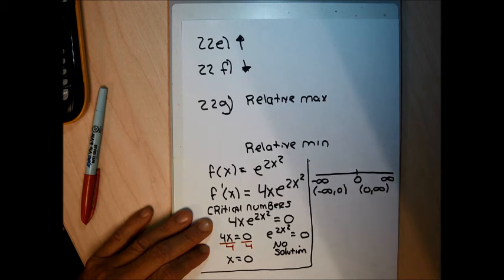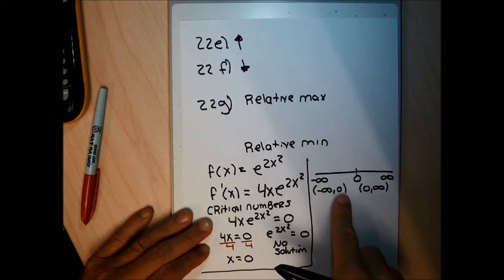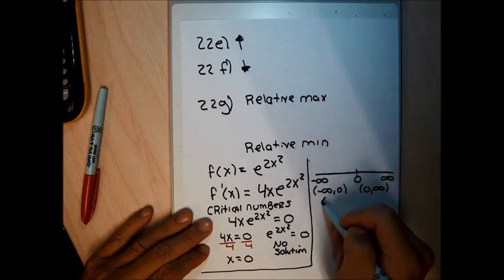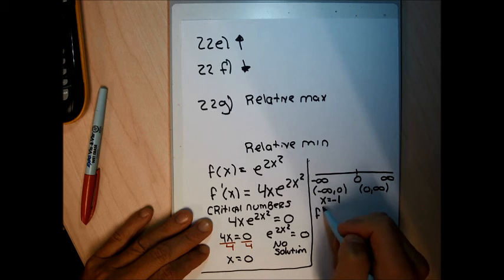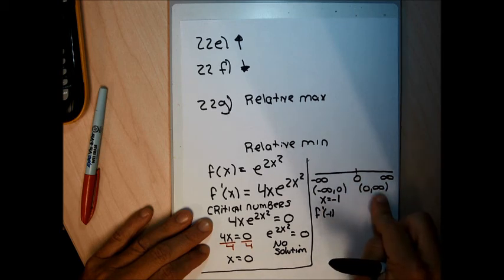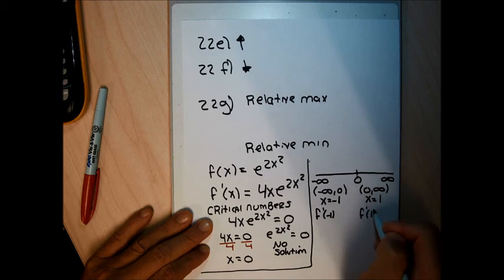Now in each interval, I need to pick a number and plug it into the first derivative. In this interval, it goes from negative infinity to 0. There's only negative numbers I'm allowed to pick. I'm going to choose x equal to negative 1 and find out what f prime of negative 1 is. In this interval, from 0 to infinity, you can pick any number bigger than 0. I'm going to pick x equal to 1. I need to find out what f prime of 1 equals.